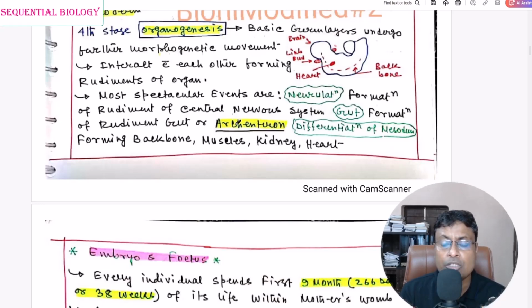The rudiment of the gut is known as the archenteron, and this archenteron is formed during gastrulation. And the mesoderm will be differentiated to form the backbone, muscles, kidney and heart. You should have a clear-cut idea about which organs are developed from which type of germ layer. This will be very, very important.